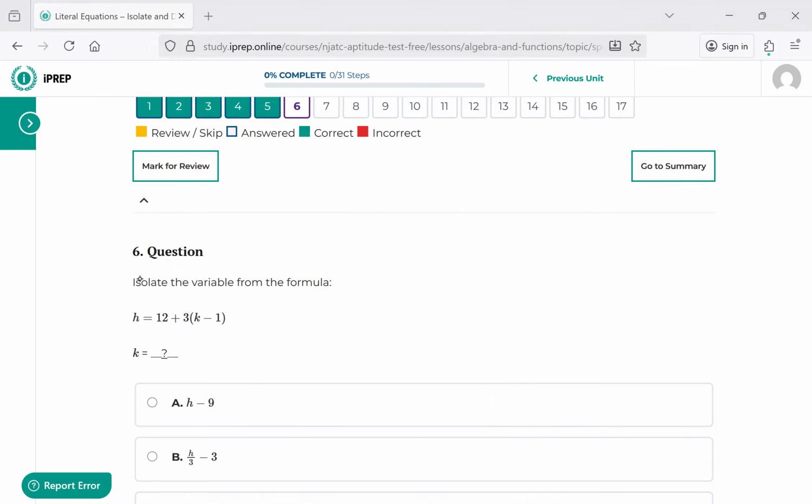Move on to question 7. Okay, so now this is a little bit trickier. Solve for k. So we have h equals 12 plus 3 times parentheses k minus 1. I know what you're thinking. Maybe we should just get rid of this 3. Let me rewrite it.